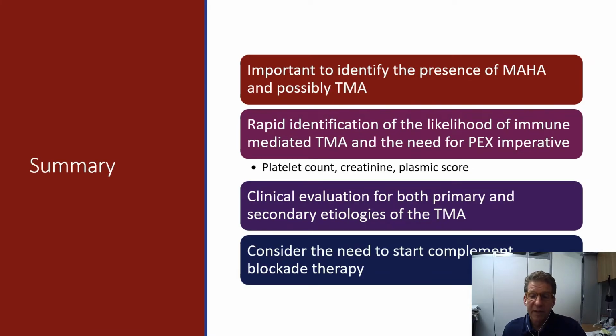So in summary, it's important to identify the presence of the microangiopathic hemolytic anemia and the possibility of a TMA diagnosis to explain those findings. Rapid identification of the likelihood of immune-mediated TTP is important in identifying the need for plasma exchange therapy. You need to also consider the evaluation for both primary and secondary etiologies for the TMA, and the need to rapidly start complement blockade therapy when you suspect a complement-mediated TMA.